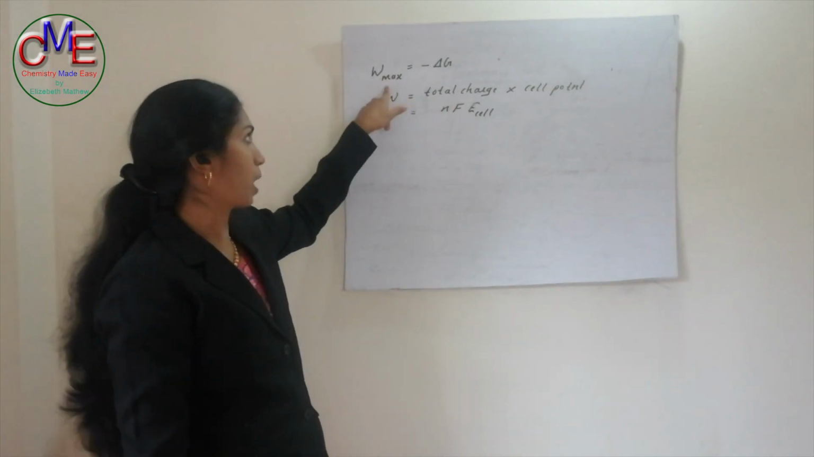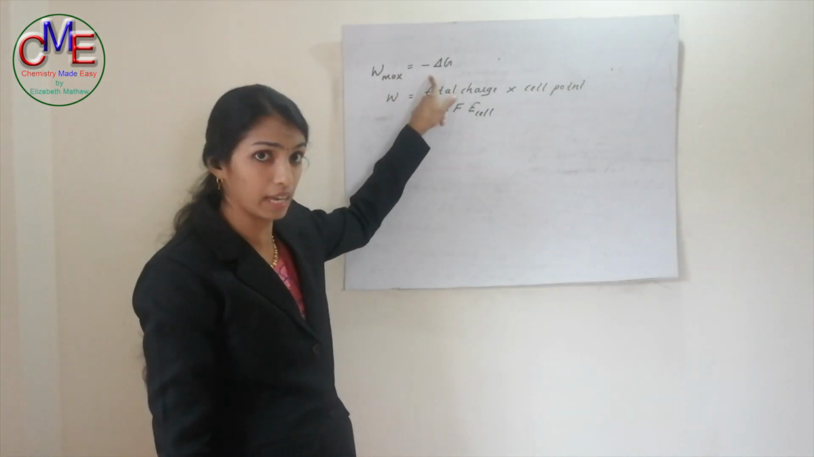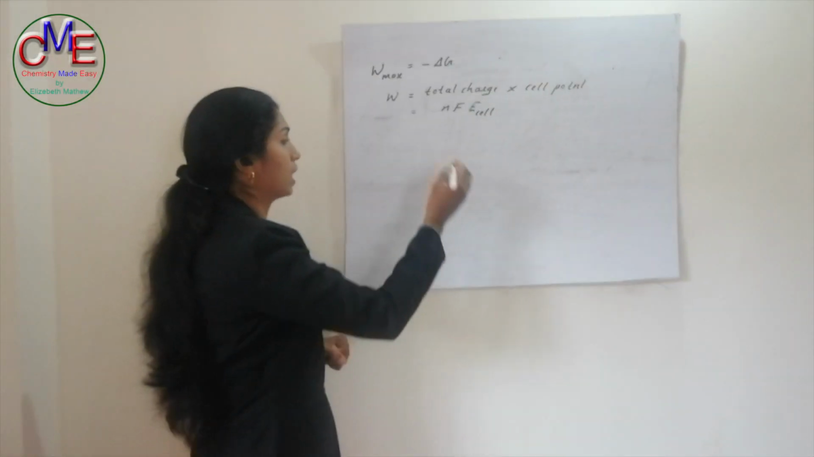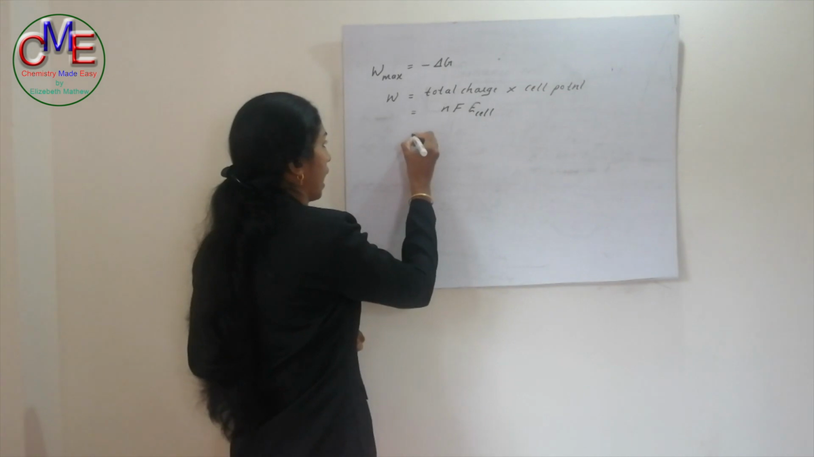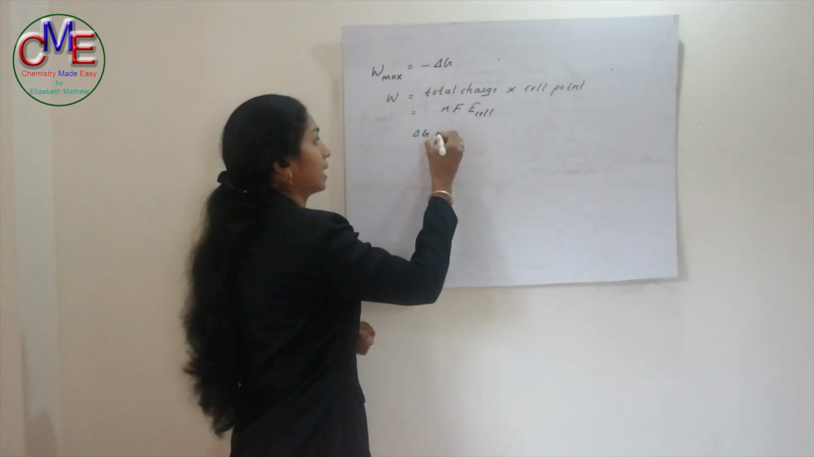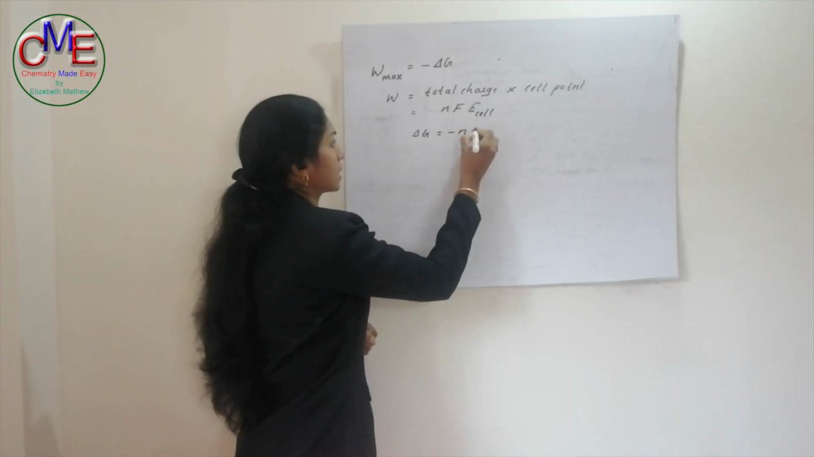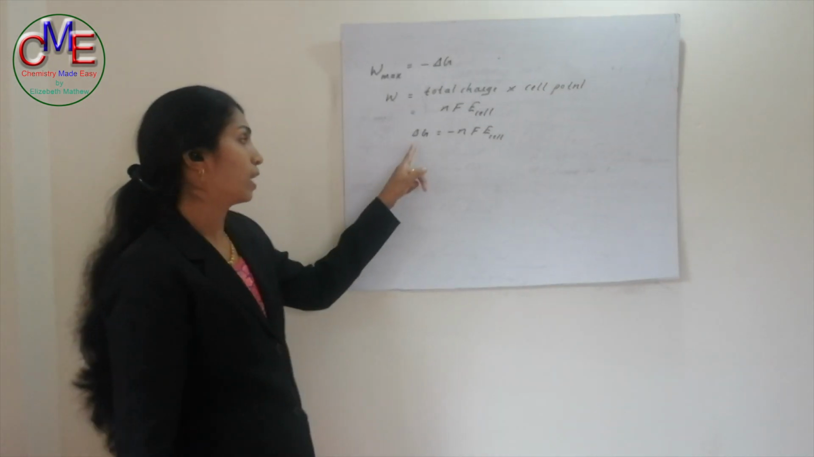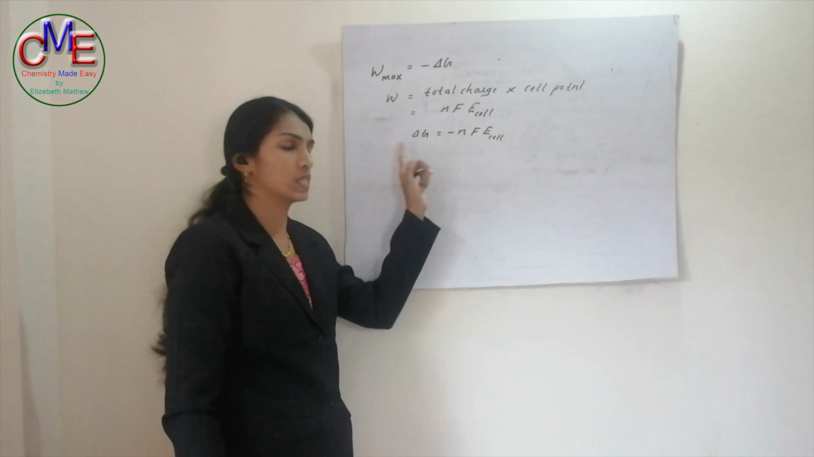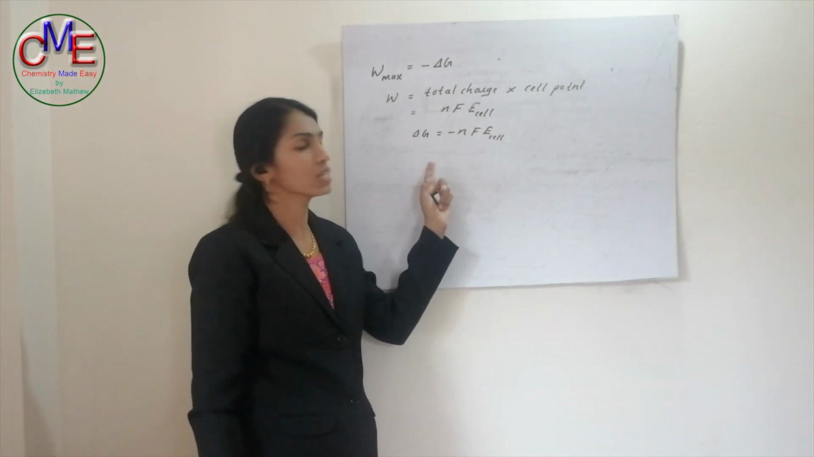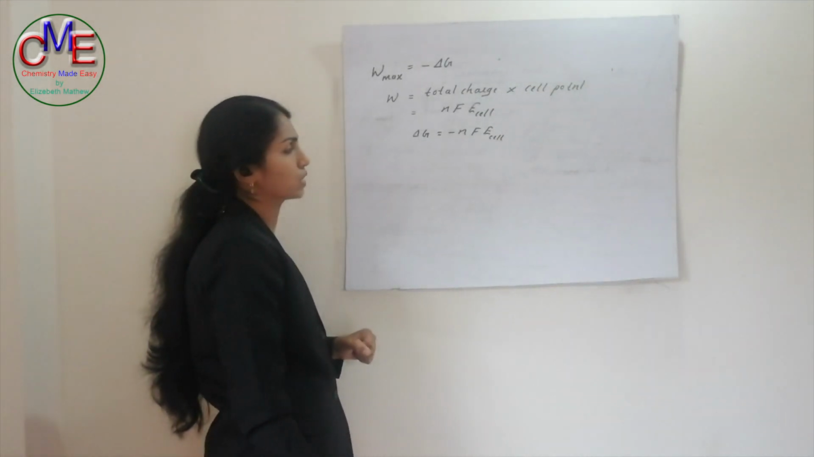Here we have the expression W max is equal to the decrease in free energy. Here W max is equal to n into F into E cell. So we can equate and write minus delta G is equal to n into F into E, or delta G is equal to minus n into F into E cell. This is the expression for the free energy change in an electrochemical cell. So delta G is equal to minus n into F into E.